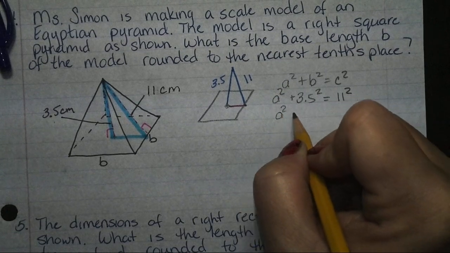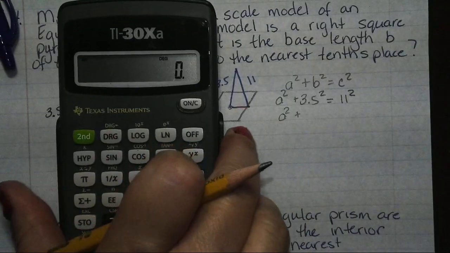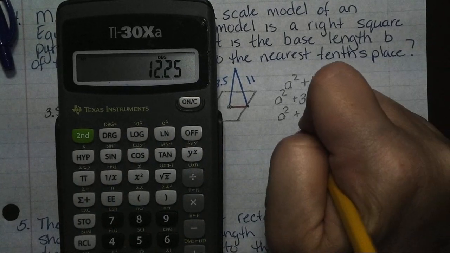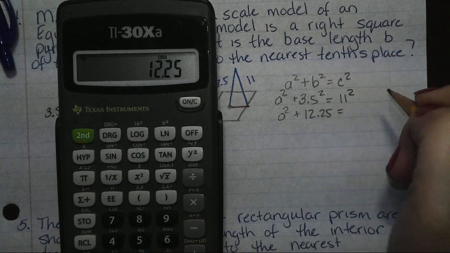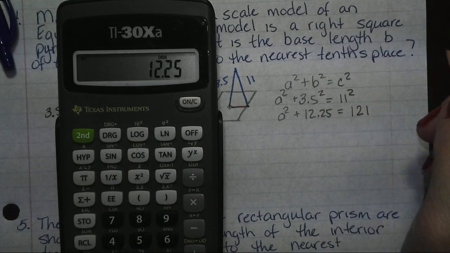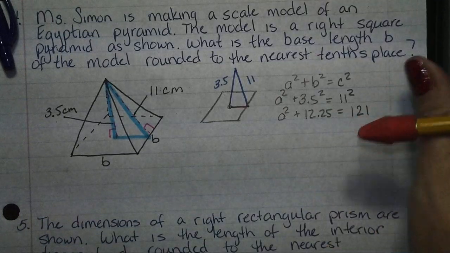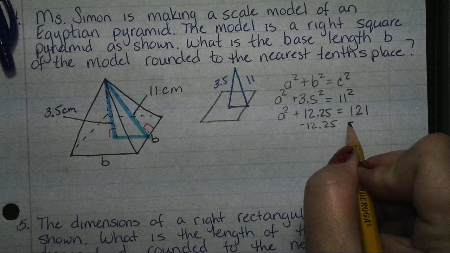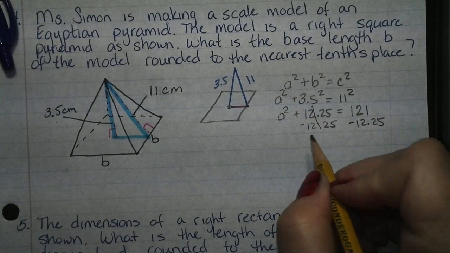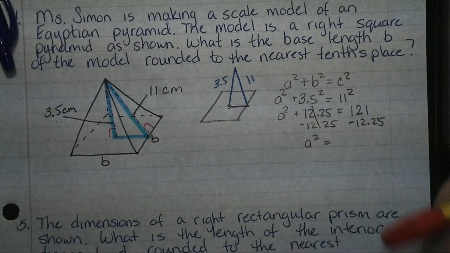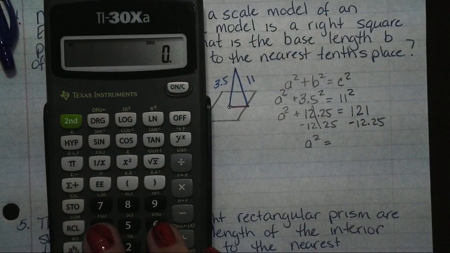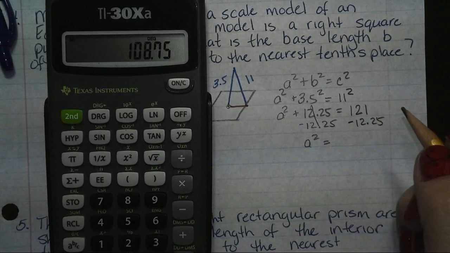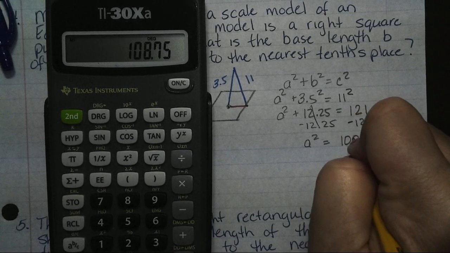And decimals, guys, are no different than any other number. You just do 3.5 times 3.5, and you get 12.25. And we know 11 squared is 121. So remember, since we're finding a leg, we are subtracting. So we're going to subtract 12.25 on both sides. And we get a squared is equal to, so 121 minus 12.25 gives us 108.75.